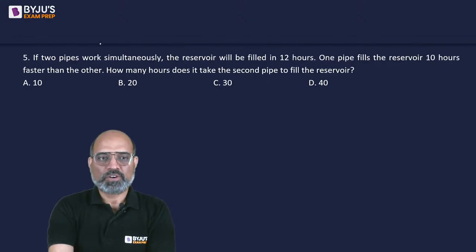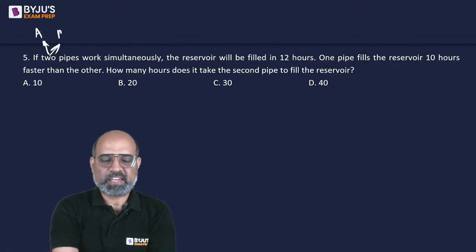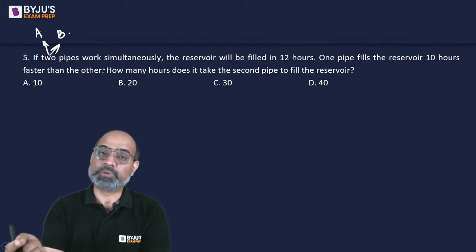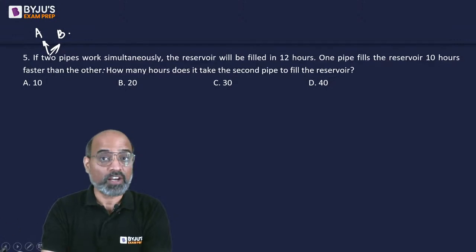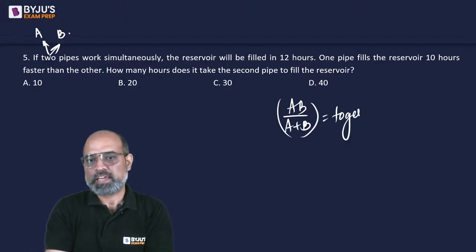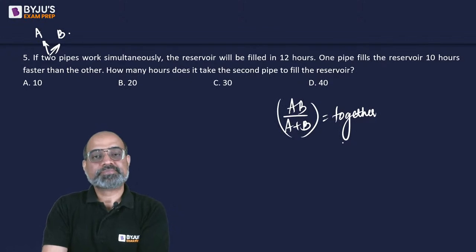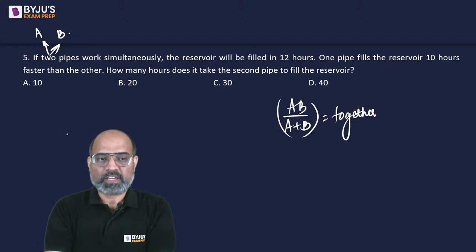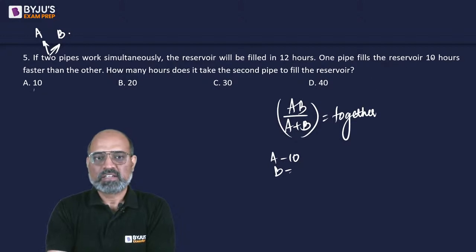Okay? So I hope you guys do understand that if A and B are the time they take, not the efficiency here. A and B are the duration that the pipes take to fill the tank alone. Then together is given as AB upon A plus B. ये together का formula हो जाता है, where A and B are their duration individually. So if I start with the first option, so if A takes 10, so B will take 20, because we are talking about the second pipe, right?